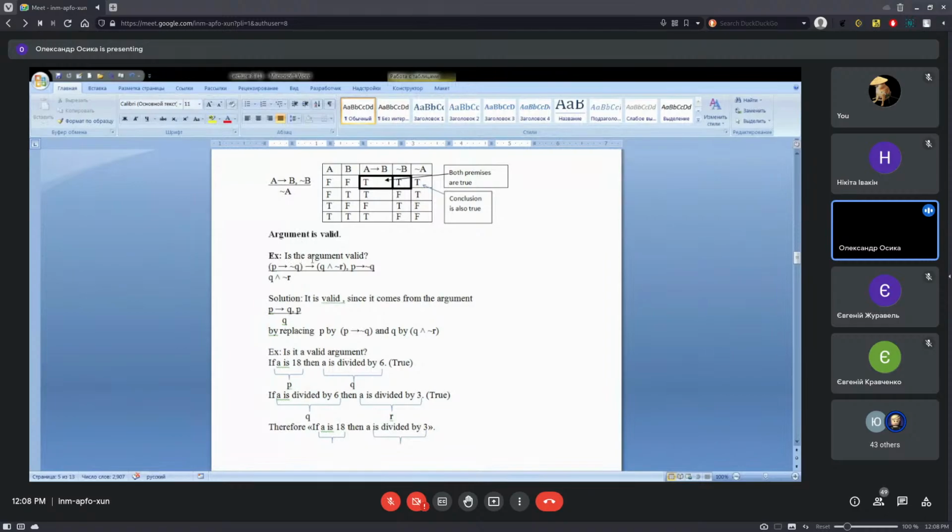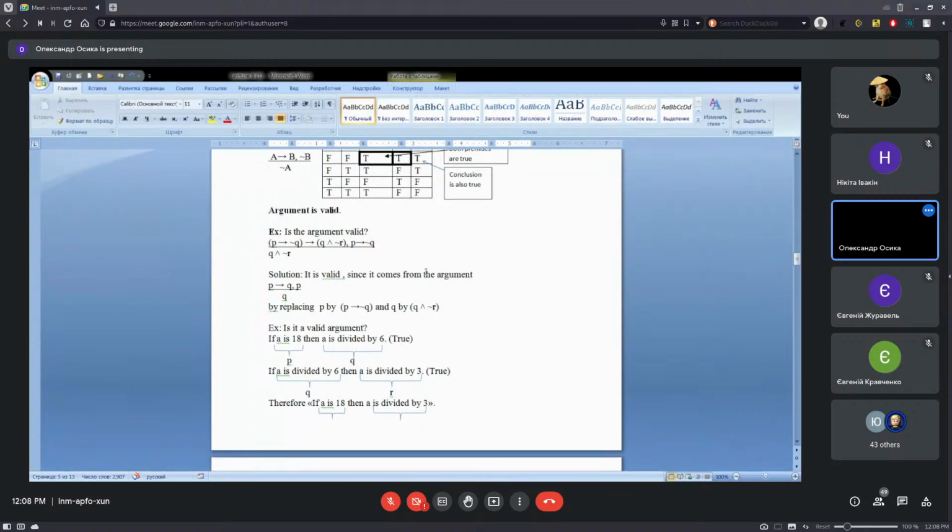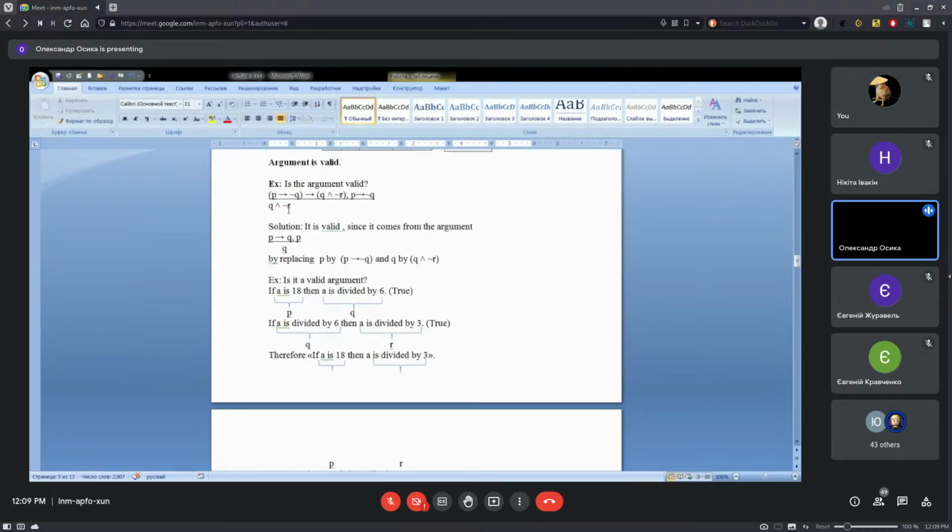Example: is the argument valid? P implies not Q, implies Q and not R. This is one premise. So three variables. P implies not Q is another premise. And the conclusion that we want to prove is Q and not R.